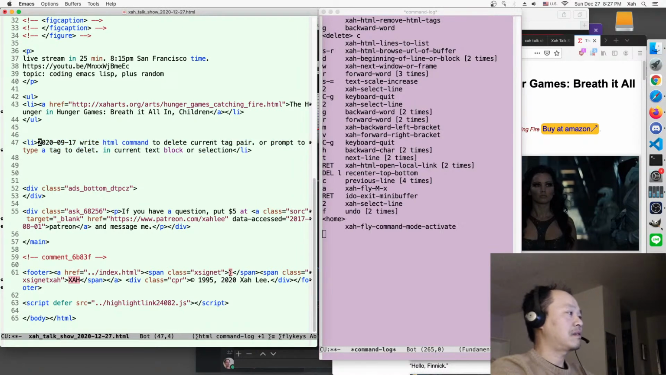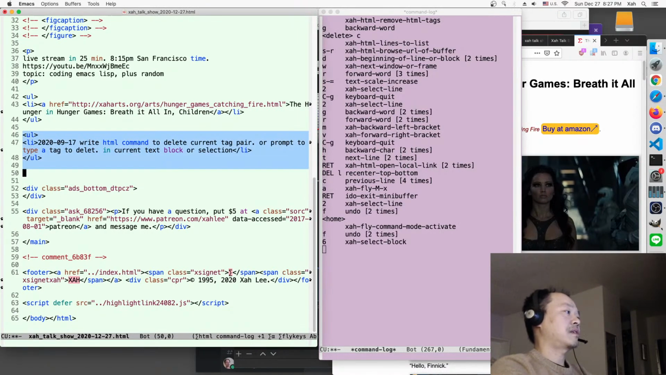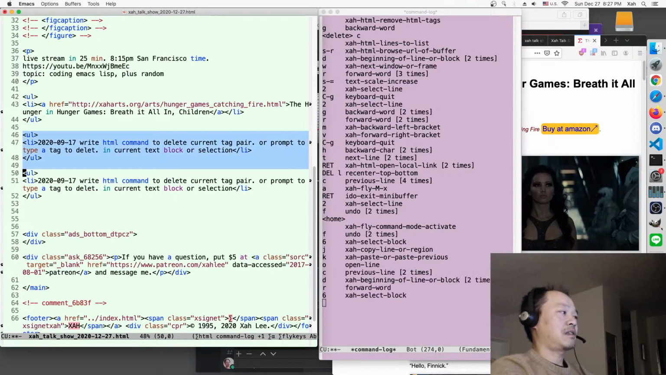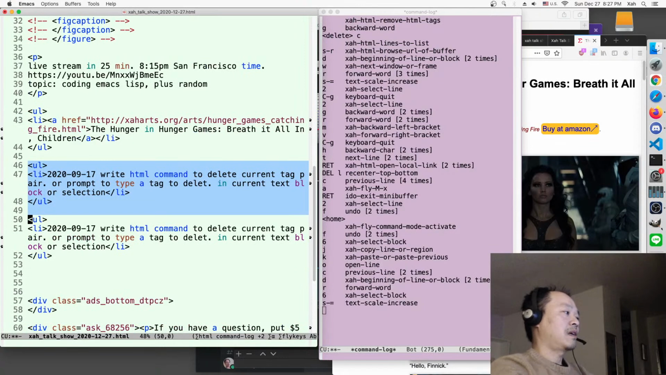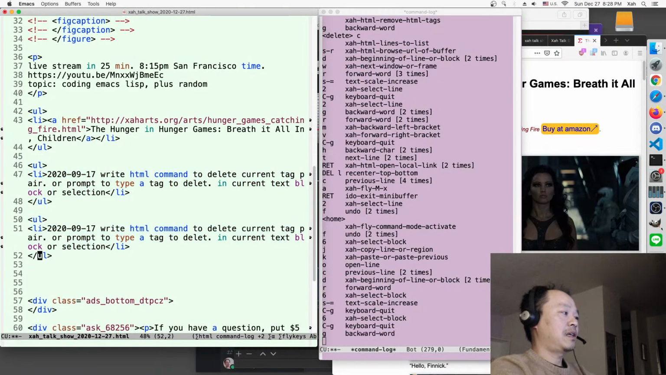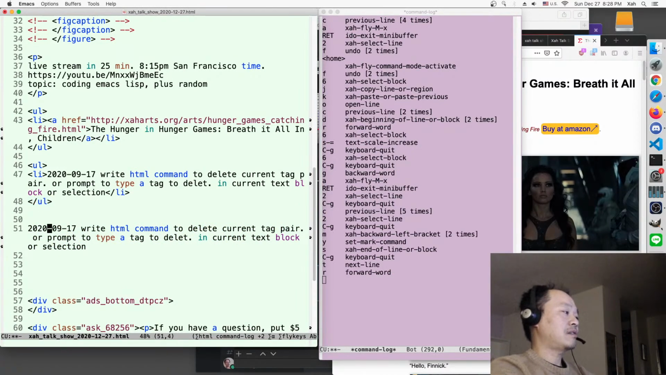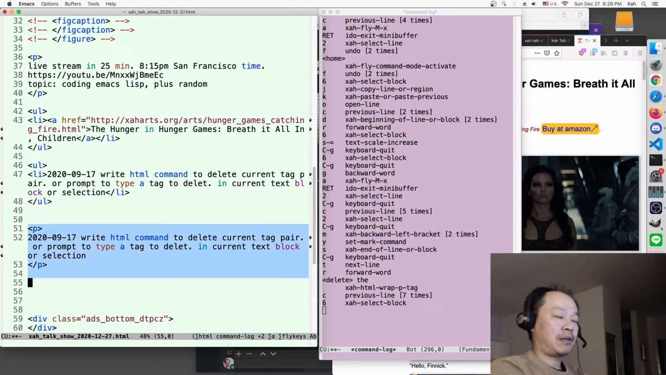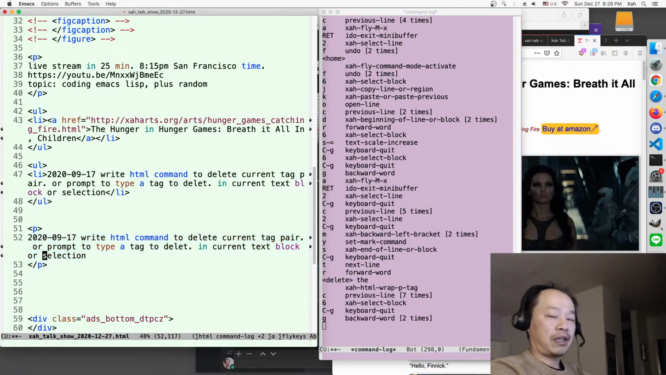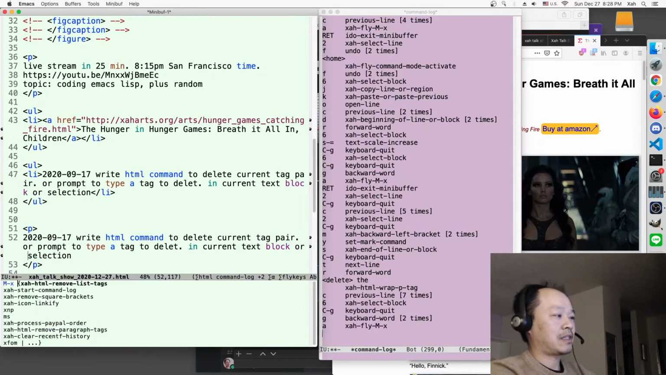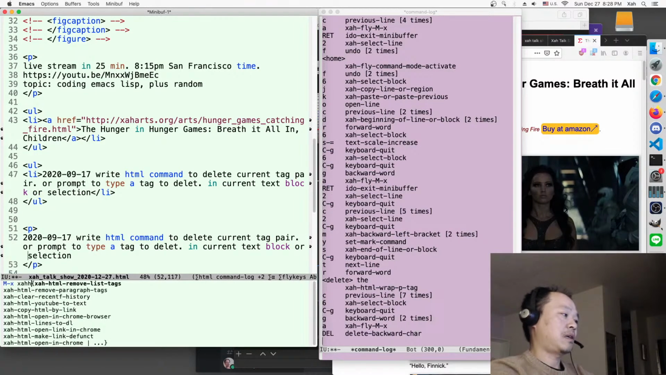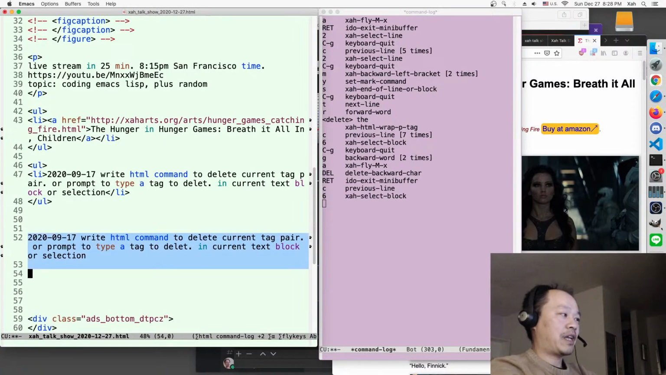So let's copy it. Let's do it here. So this is the original, and here is a copy, and I call the command remove list tags. You see, all the list tags are removed, including UL and LI. And I also have a command. For example, right now I make this into a paragraph. I also have a command that removes paragraph tags. So Xah HTML remove paragraph tags. Enter. You can see paragraph tags are gone.